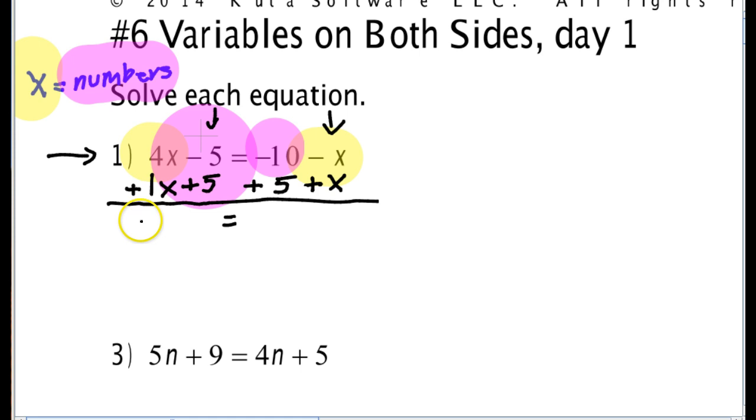So we have 4x plus 1x, 5x. Negative 5, positive 5, 0. Don't have to write that. Negative 10, positive 5, negative 5. And negative x, positive x, 0. So we'll go from having 2 terms on either side to just 1. And then we can finish it up. So that cancels out, equals 1x. And there you go. Is that correct?